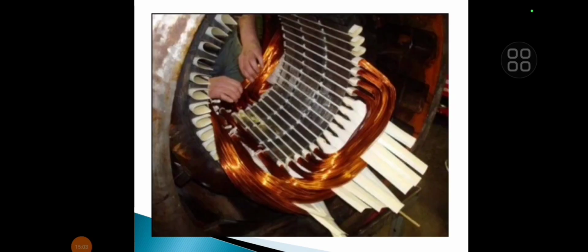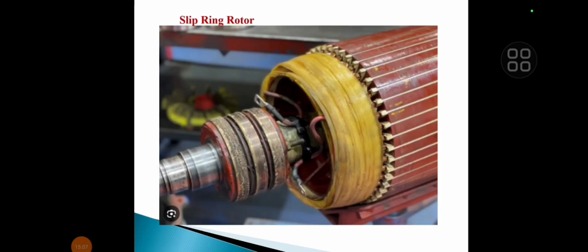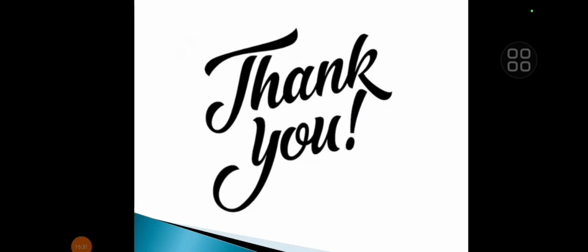So these are the contents of the induction motor. In this topic we discussed the construction of the induction motor, the different parts of the induction motor, how the stator core is prepared, how the stator winding is wound, how the rotor is prepared, and the different types of rotor, that is the squirrel cage rotor and the slip ring rotor.